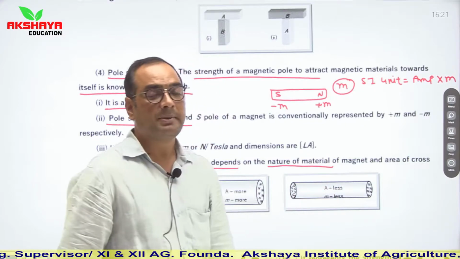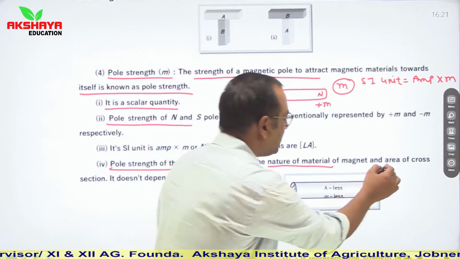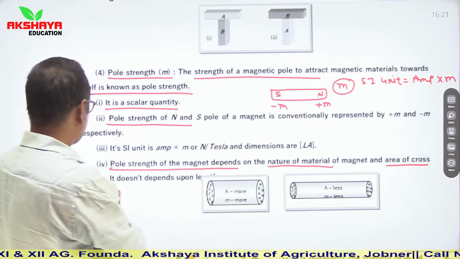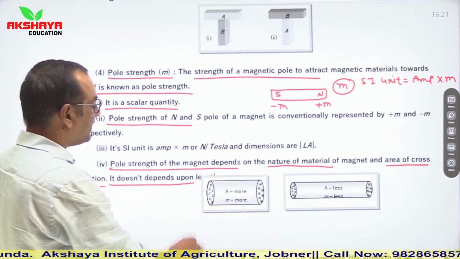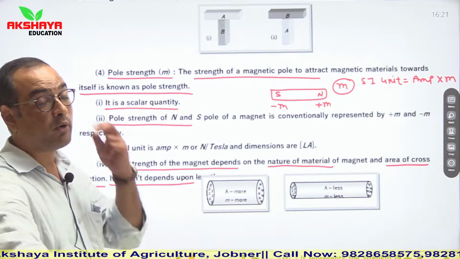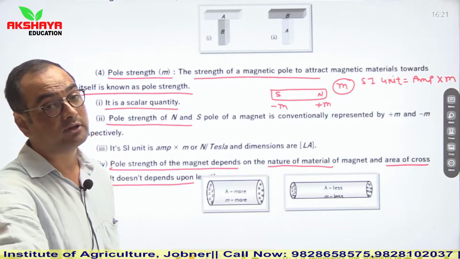So pole strength depends on the nature of material and the area of cross section of the pole. It doesn't depend upon length. So it is independent. Pole strength is independent of the length of a magnet.